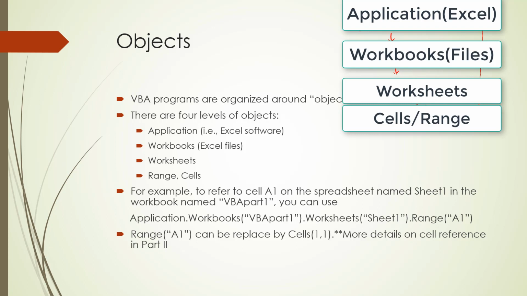So when we write a VBA program, how do we actually refer to an object? We're going to refer to an object following this order I just outlined. For example, if you have an Excel file, which is a workbook, let's say that this workbook is named VBA Part 1.xlsx. Suppose this is your workbook, so that's your Excel file. And under this workbook, you have different worksheets. Suppose one of the sheets is called Sheet 1.